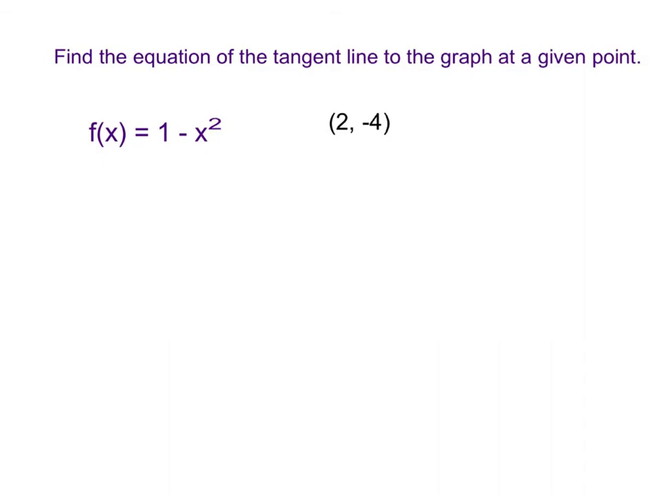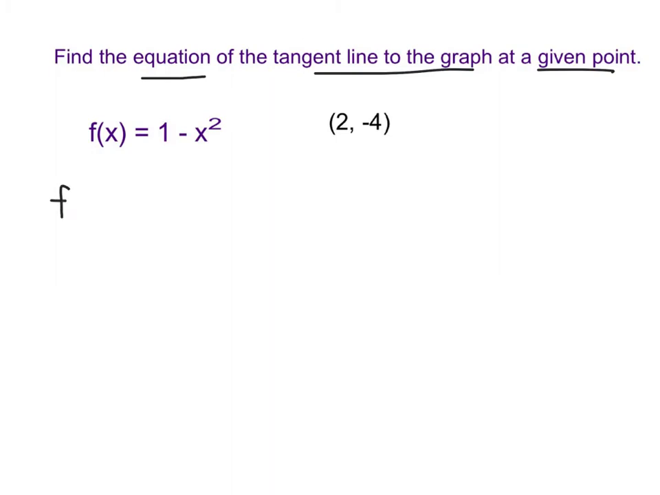So our third and final example has us finding the equation of a tangent line to the graph at a given point. So a couple of things that we need to know here is, what do we need for an equation? What is a tangent line to a graph at a point? And so they've given us a function. You'll recognize this from the previous example.